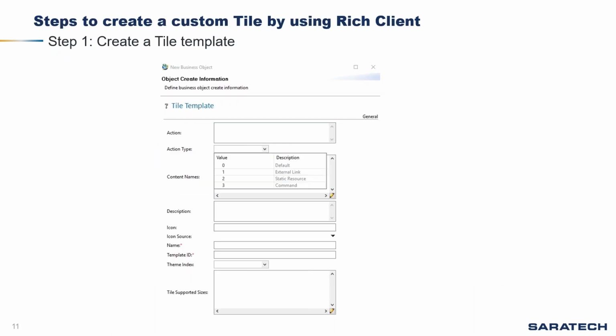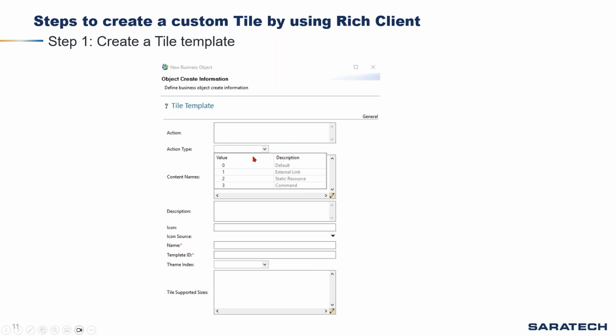Now let's discuss the steps on how to create a custom tile. First of all, we need to create a tile template because this will provide an action to the tile. The action here depends on the action tab that we select in this area. For example, if we select the external link, then we will need to provide an external link or URL into this action area right here.